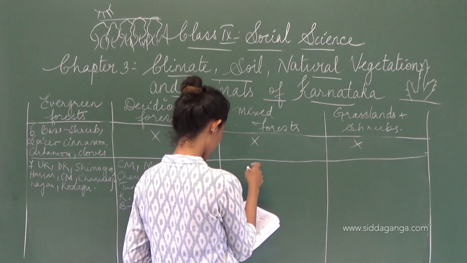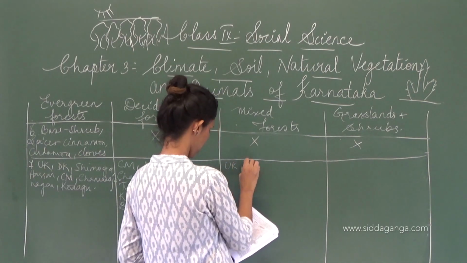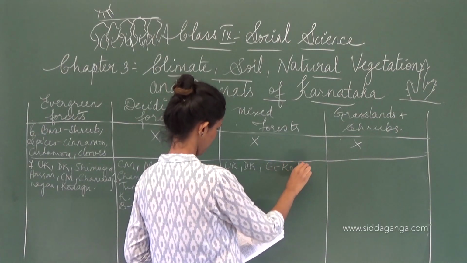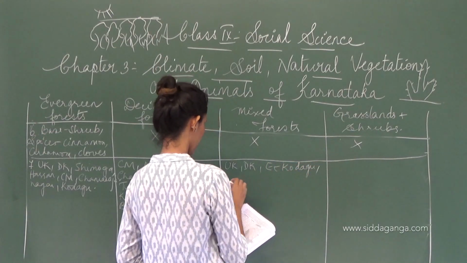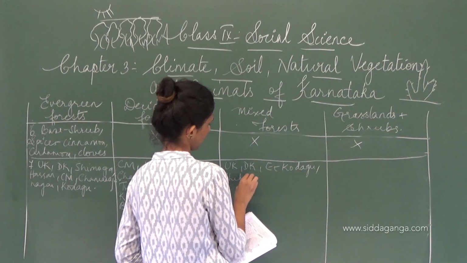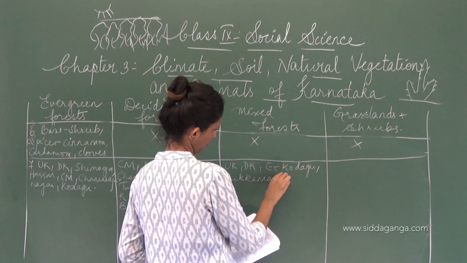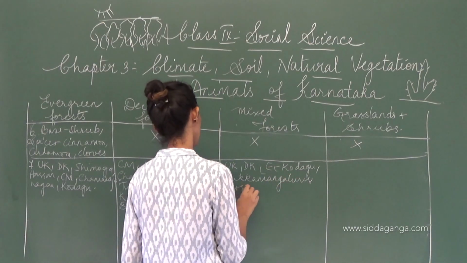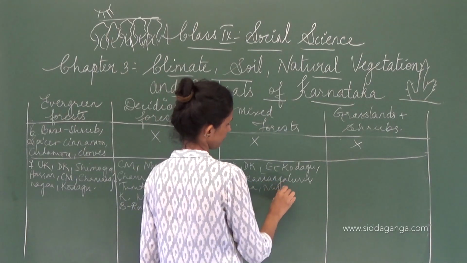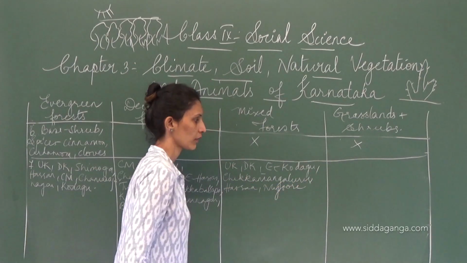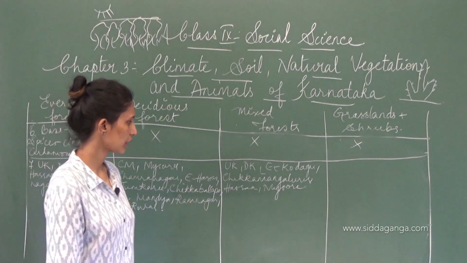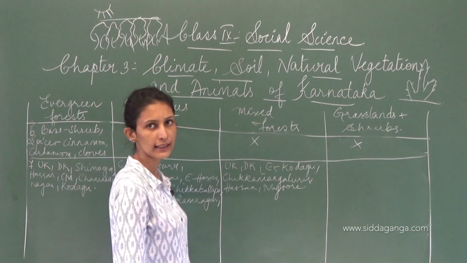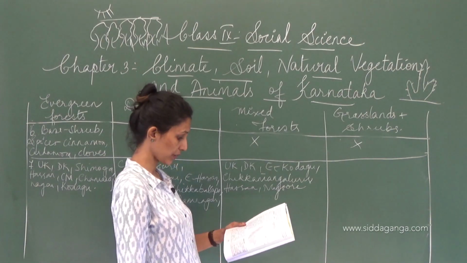In mixed forest, you find it in Uttar Kannada, Dakshin Kannada, eastern part of Kodagu, Chikmagalur, Hassan and Mysore. Where do you find them? Uttar Kannada, Dakshin Kannada, eastern part of Kodagu, Chikmagalur, Hassan and Mysore. Again, it's a repetition.